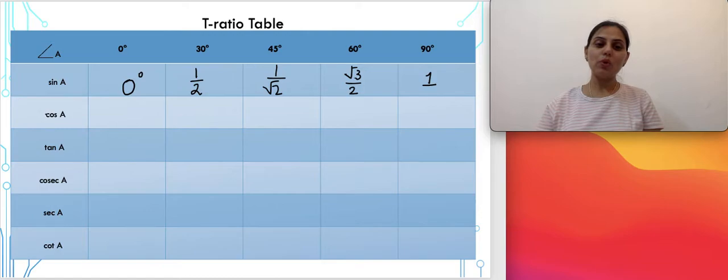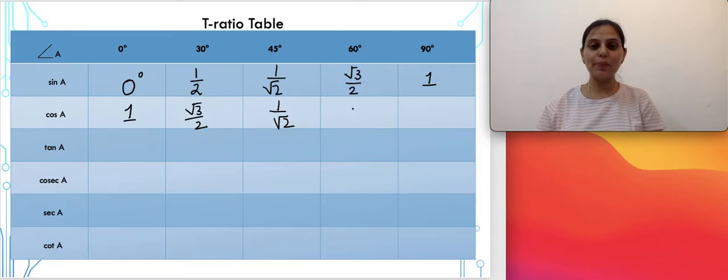Now when it comes to cos A, you just have to take the opposite of sine. तो जो वैल्यूज आपने साइन में 0 से 90 तक लिखी हैं, उसी को अगर हम रिवर्स ऑर्डर में लिख देंगे तो हमारी सारी कॉस की वैल्यूज आ जाएंगी. Cos 0 will be equal to 1, cos 30 degree will be equal to root 3 by 2, cos 45 will be equal to 1 by root 2, cos 60 की value वही है जो sine 30 की थी, that means 1 by 2, and cos 90 degree will be equal to sine 0, that means cos 90 will be equal to 0.